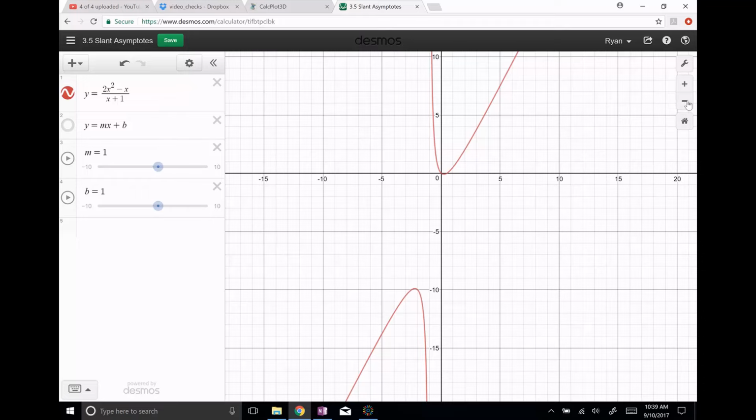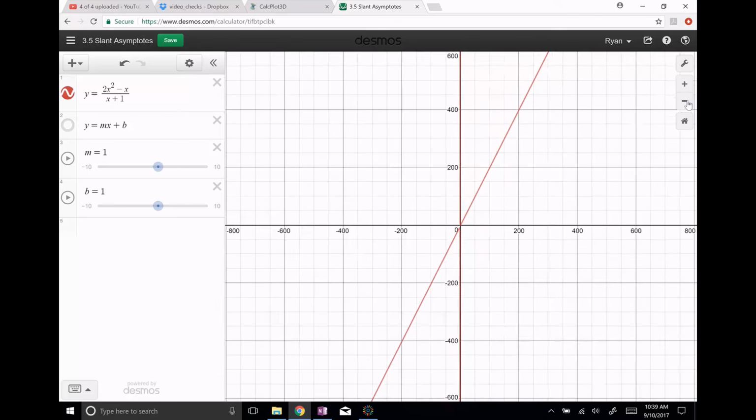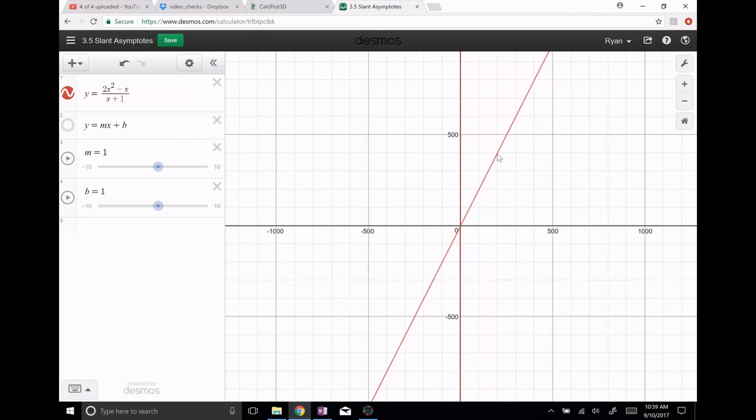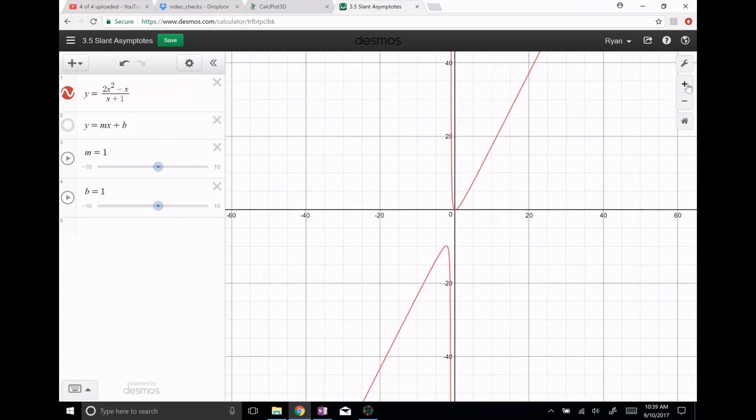Now, as you zoom out, you'll notice that this graph seems to get closer and closer to this straight line. It looks very similar to this straight line right here. And the question is, what is that straight line? Because that's our slant asymptote. That's what slant asymptotes look like. As you go towards infinity or negative infinity, the graph seems to get closer and closer to a straight line, but that straight line isn't vertical or horizontal.